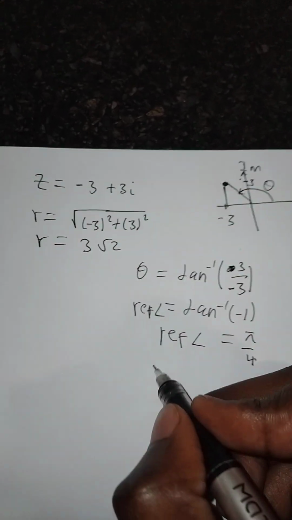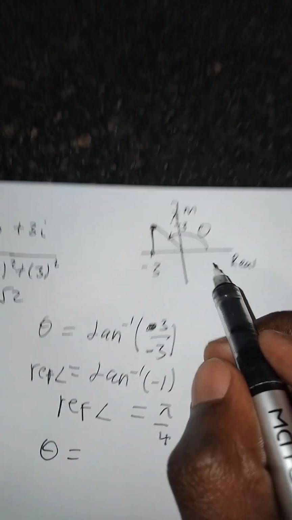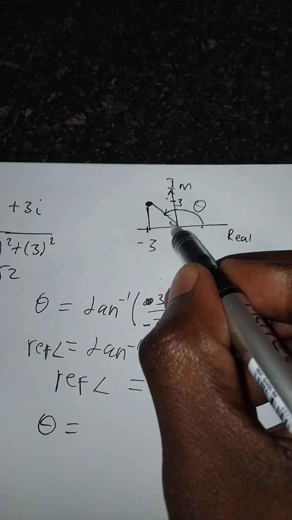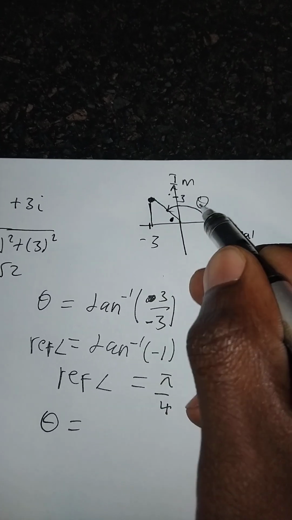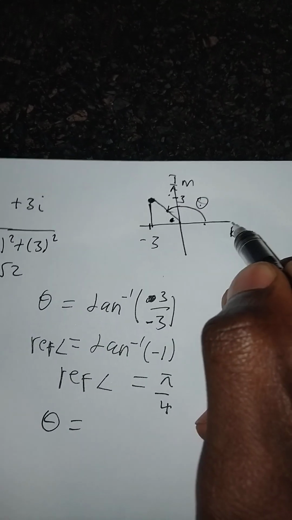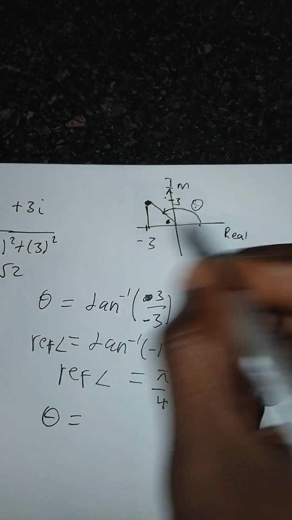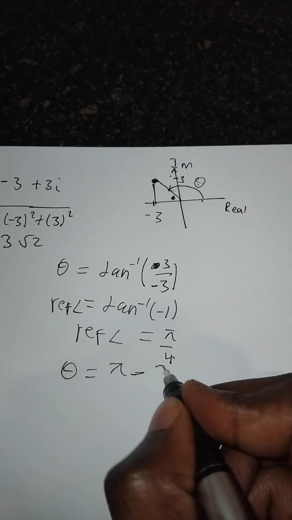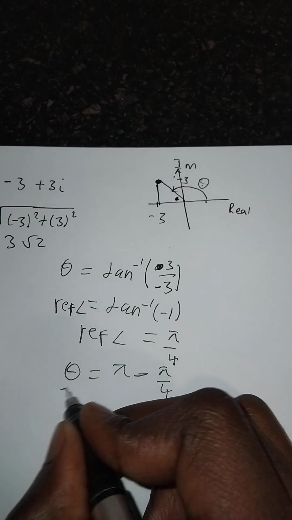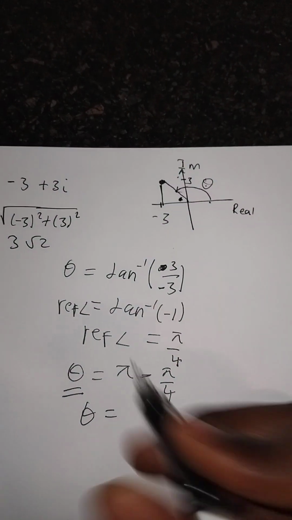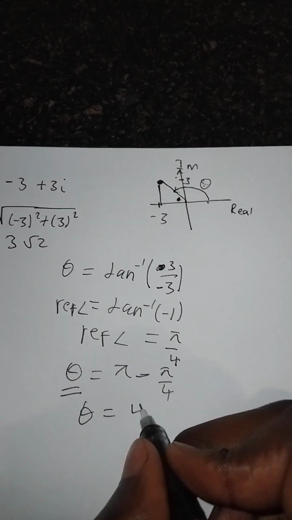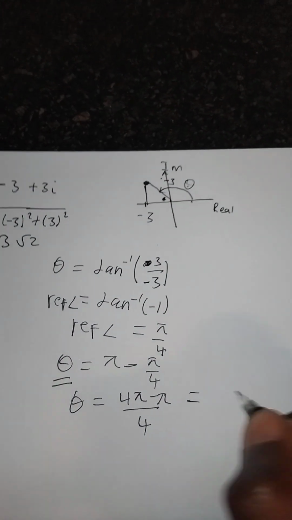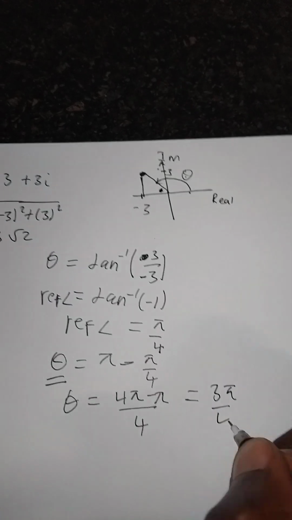Okay, then now my theta is going to be how far are we from here to there. Remember, this reference angle is actually the angle there. So theta plus this angle, they are equal to 180 degrees. Okay, so they're equal to pi. So if I say pi minus pi over 4, then I'm going to get the correct theta there. Okay, so theta is basically going to be 4 pi minus pi, everything divided by 4, then this simplifies to 3 pi over 4, just like that.